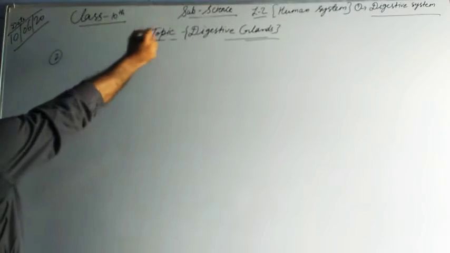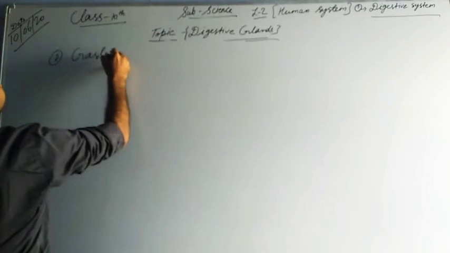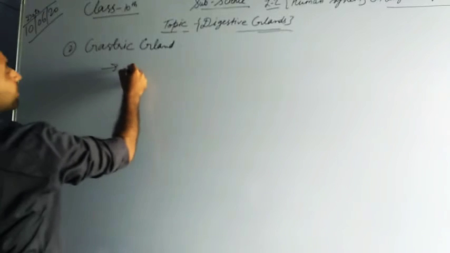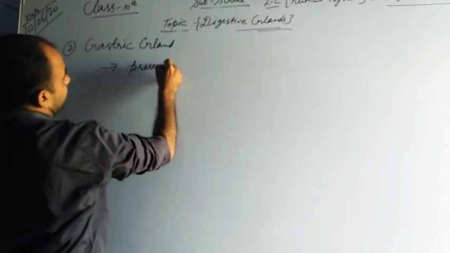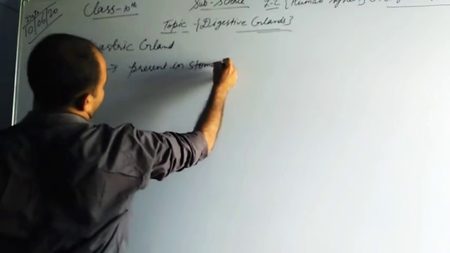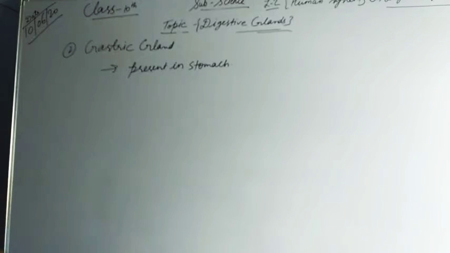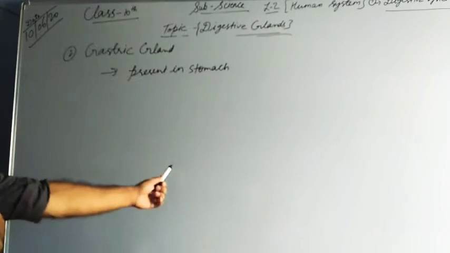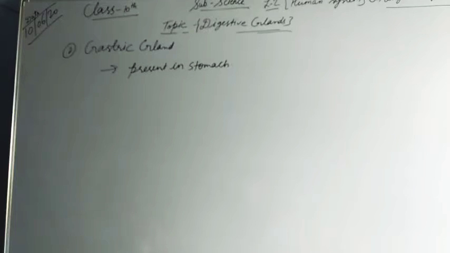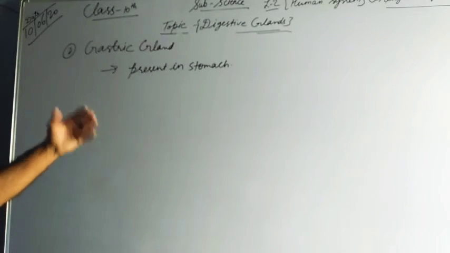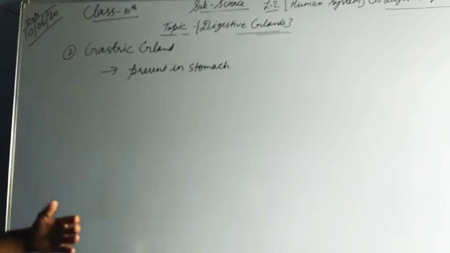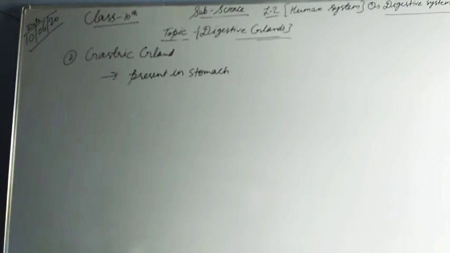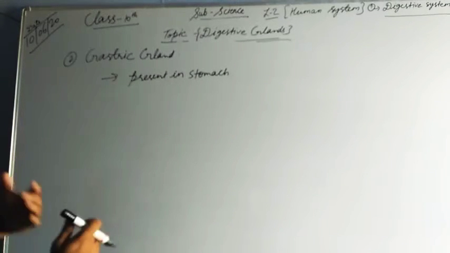Second one, the gastric gland. It is present in the stomach, in the wall of the stomach. Special types of cells are there in which these gastric glands are found. This you will learn in the 12th class, where all these things will be told in detail: in which cells these glands are secreted and how they release the things.